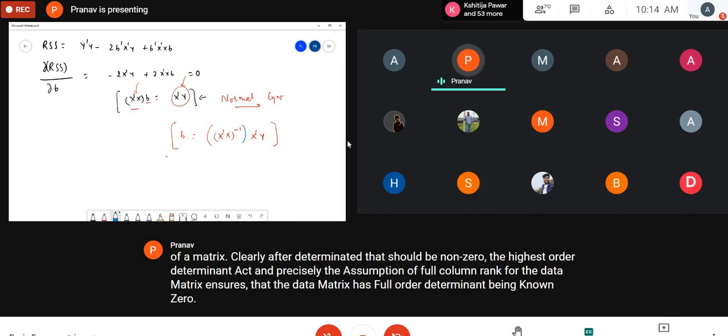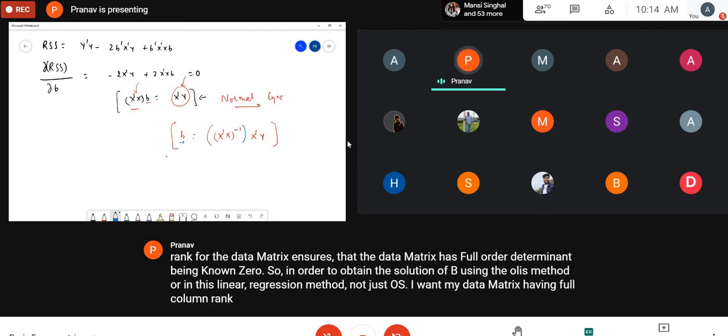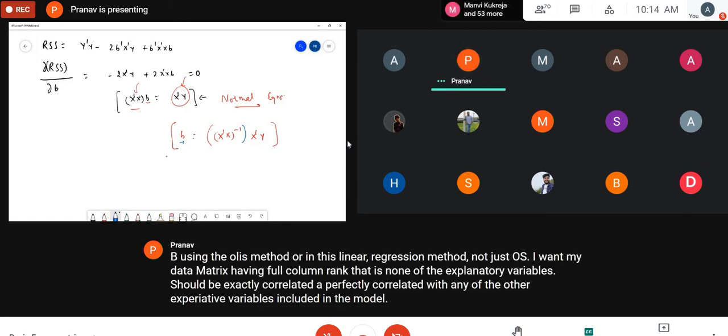So in order to obtain the solution of B using the OLS method or in this linear regression method, not just OLS, I want my data matrix to have full column rank. That is, none of the explanatory variables should be exactly or perfectly correlated with any of the other explanatory variables included in the model.